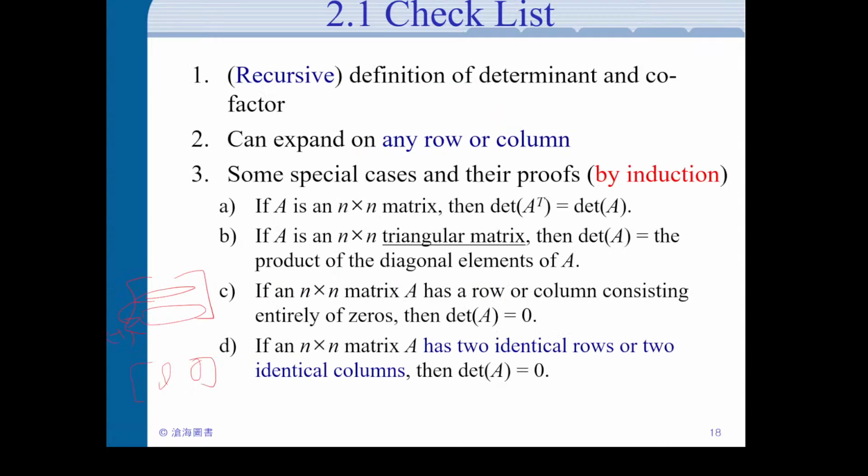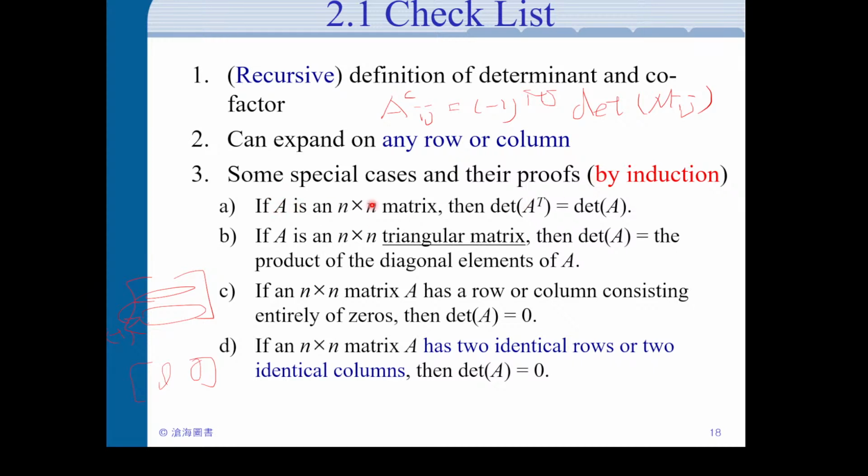And so let's finish the checklist. We have this recursive definition of determinant, and we have this covector a^c_ij, so it's nice to have it here again. a^c_ij equals (-1)^(i+j) times the determinant of M_ij. It's important to remember that we can expand on any row or column, and by this theorem, we prove a whole bunch of things by induction.